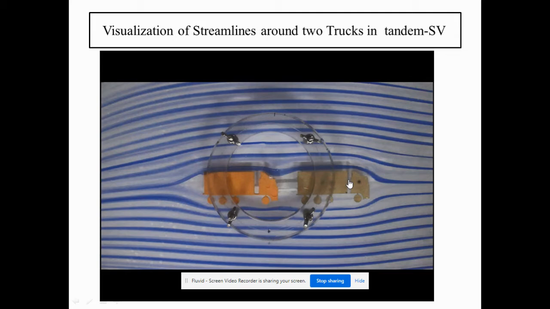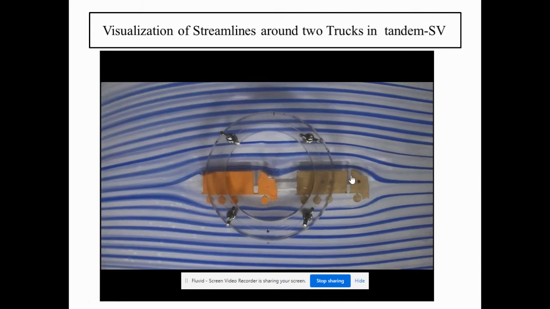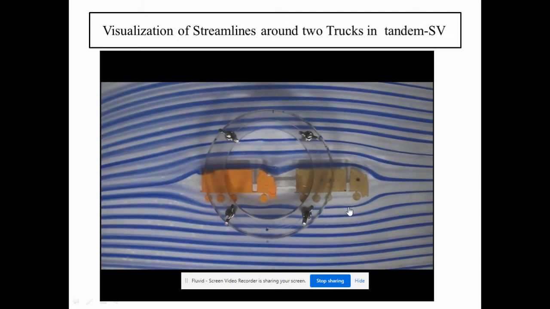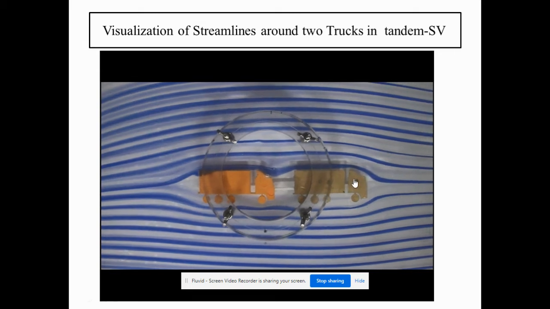The gap between the trailer and cabin is not occupied by any fluid particle. Flow is not occupying this area. This gives us a good idea about the stagnation. The front of the vehicle has a severe stagnation, and the flow goes over here and again to the back, and if this deflector is not there, a lot of pressure will increase.